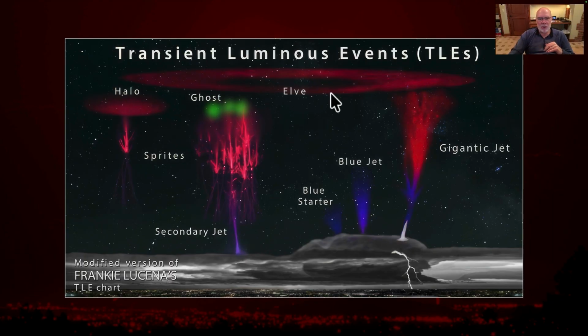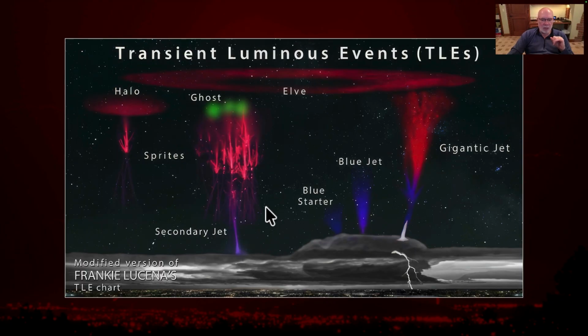And these are kind of circular. They're very large in diameter, and they spread out as a donut from a central source over the point at which the electromagnetic pulse occurred from the lightning flash. And they're very fleeting and very faint.